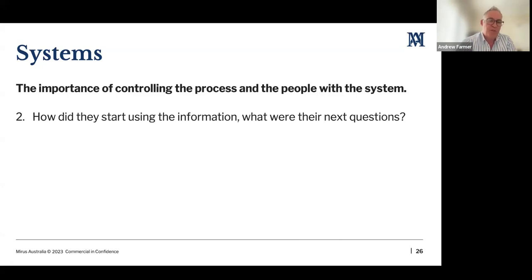So what was next? Once they got the hang of it, got in, started looking around, started seeing the information, how did they really start? What were the things they started using first? What were the first things they really started to engage with and get the most out of when they started?